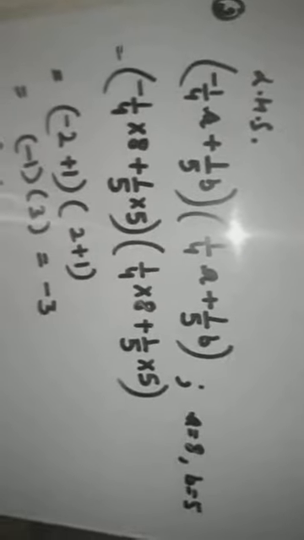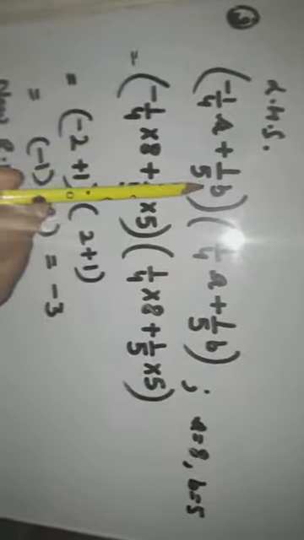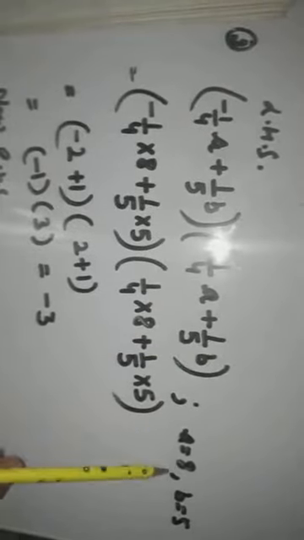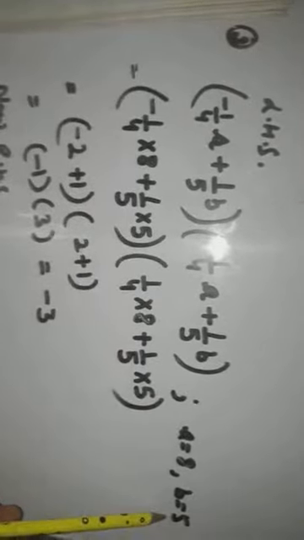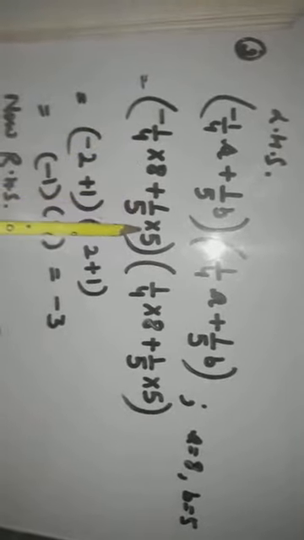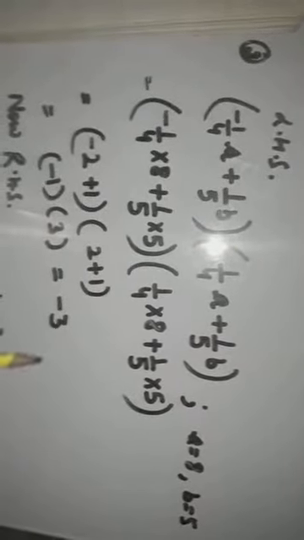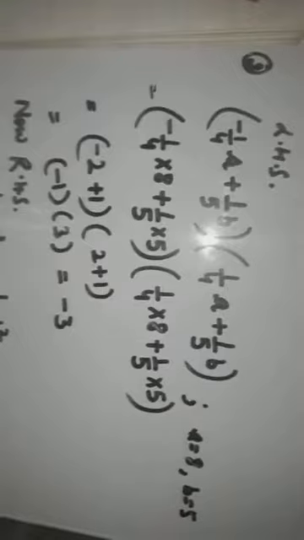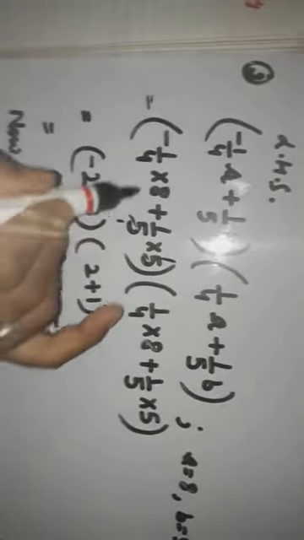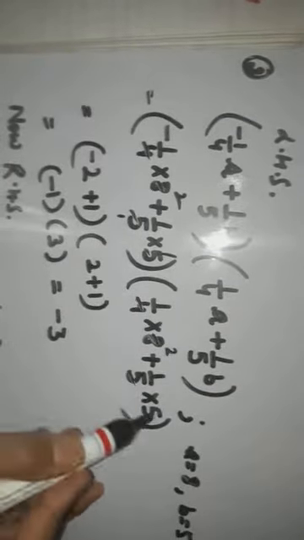In this case the left hand side is minus 1 upon 4 a plus 1 upon 5b into 1 upon 4 a plus 1 upon 5b. The value of a is 8 and b is 5. Now when we place these values, minus 1 upon 4 into 8 plus 1 upon 5 into 5, again 1 upon 4 into 8 plus 1 upon 5 into 5. So we can cancel it: 5 1s are 5, 1 1 is 1, and 4 2s are 8. Again 4 2s are 8, 5 1s are 5.